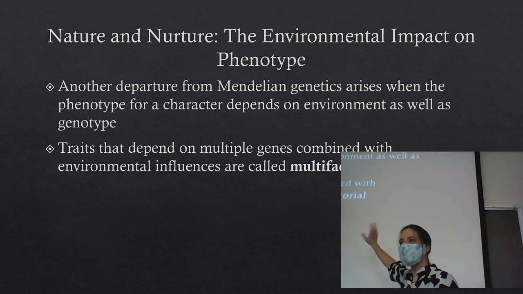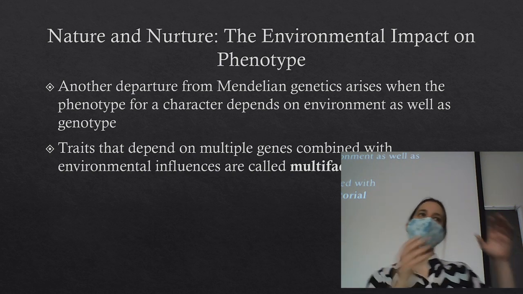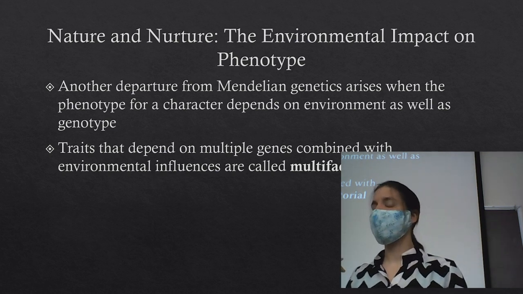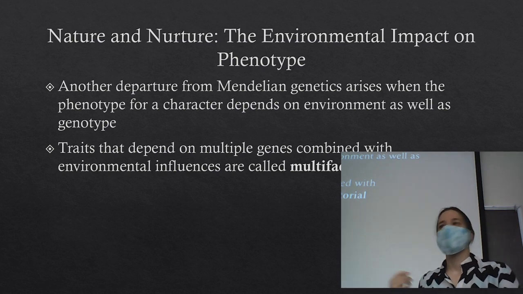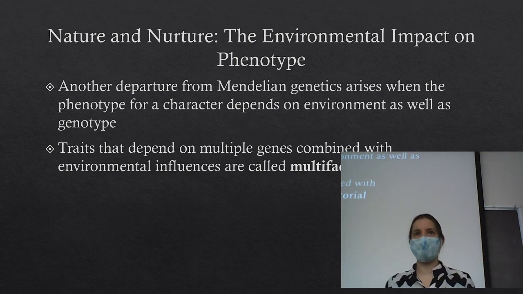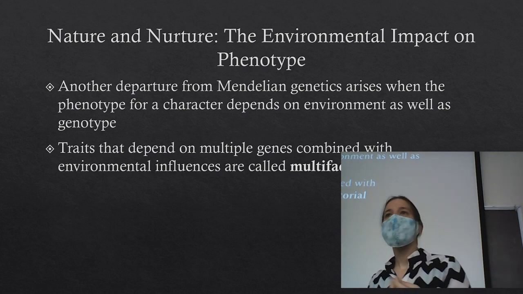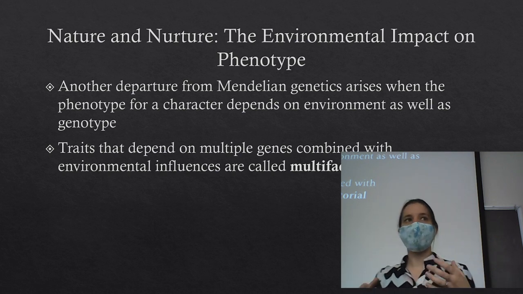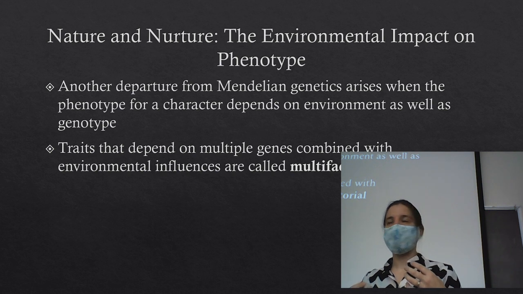If you've got some sort of trait that's going to need lots of genes to be expressed, plus a bunch of environmental influences to be expressed, that's called multifactorial. So we're going to talk about this briefly. Something like alcoholism, right? There are genes that make you more prone to alcoholism. It makes it easier to get addicted to alcohol. That's known, totally known. There also are environmental factors that make it more prone to get addicted to alcohol. Fair enough?